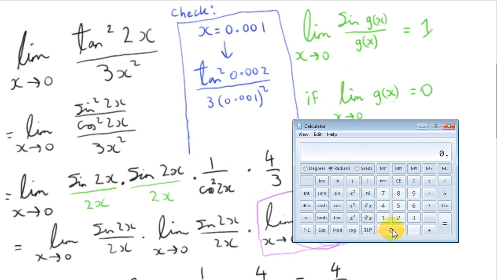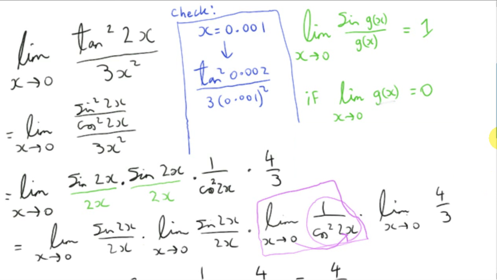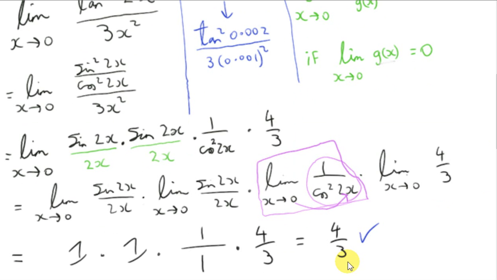We have 0.002, and we want to square this number. Okay, so we need to take this and divide it by 3 times 0.001 squared. At last we get a number that's very close to 4/3, 1.33333688, etc. So that's very close to 4/3, so it looks like we're right.